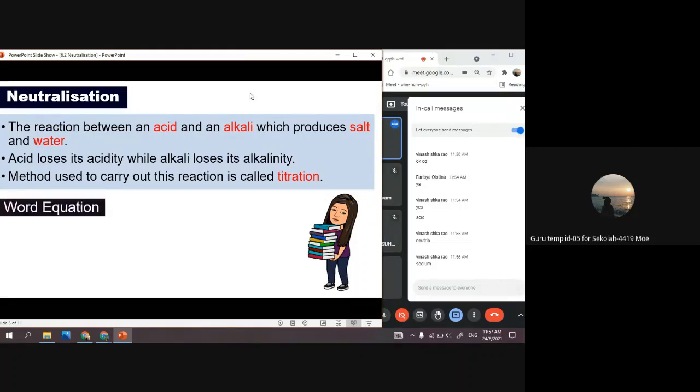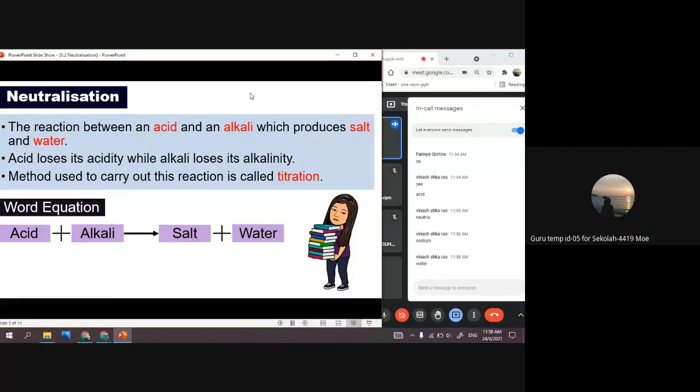Okay, now I want you to pay more attention to what I am going to explain next. It is the word equation of neutralization. This is very, very important. In the exam, it is a very popular question to come out. Okay, so acid plus alkali will produce salt and water. This equation is very simple, but remember you must use an arrow here.